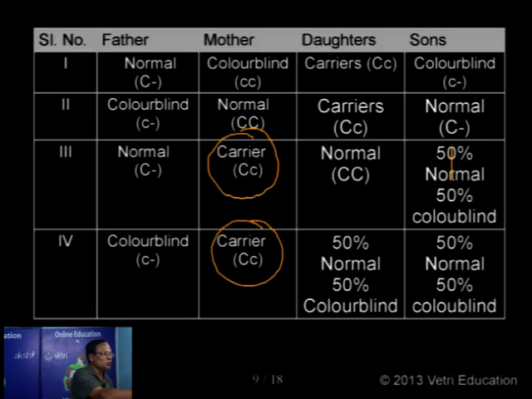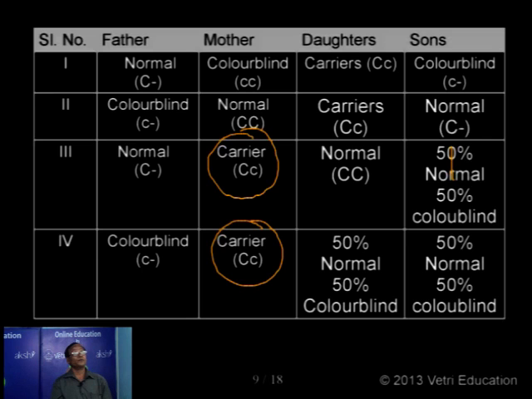And if you want to know the nature of the daughters, you have to look at the father. If mother is carrier and father is normal, definitely all the daughters will be normal. So there are two daughters, and the two daughters will be normal. But out of these two daughters, one definitely will be carrier. That is constant. Out of the two daughters, one is definitely carrier. So if you want to know the nature of the sons in such marriages with a carrier mother, 50% normal, 50% colorblind. In that marriage, if father is normal, definitely all the daughters will be normal.